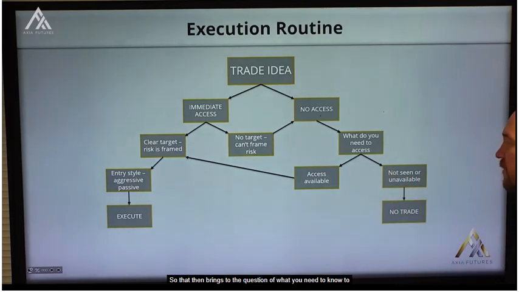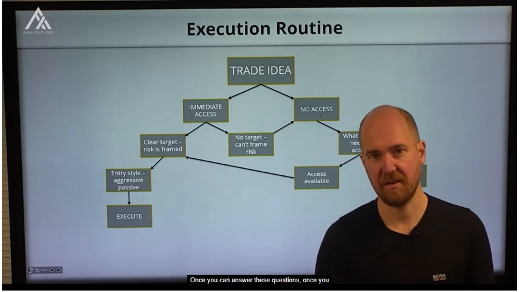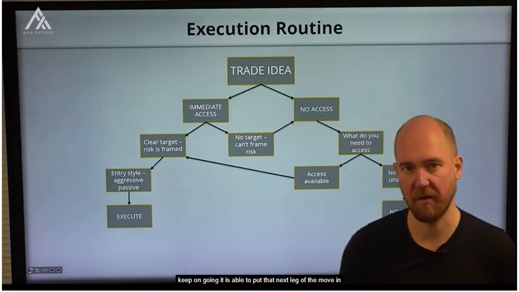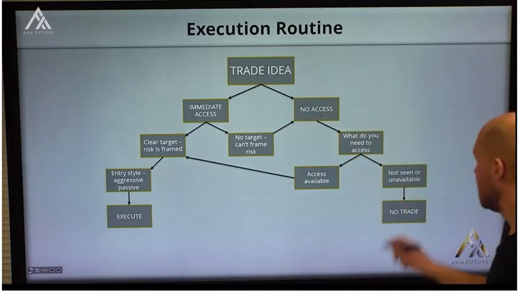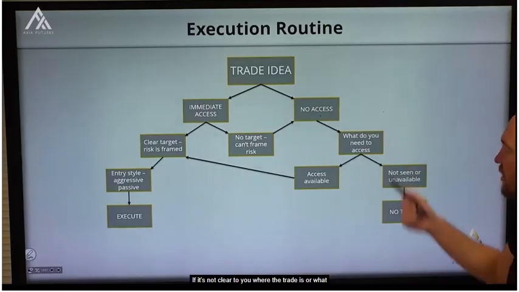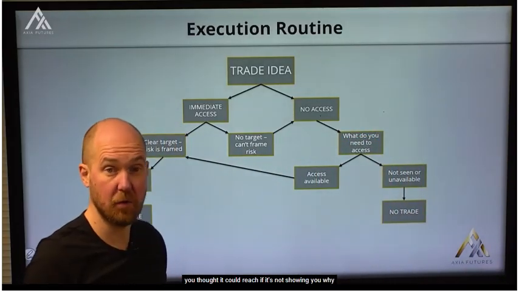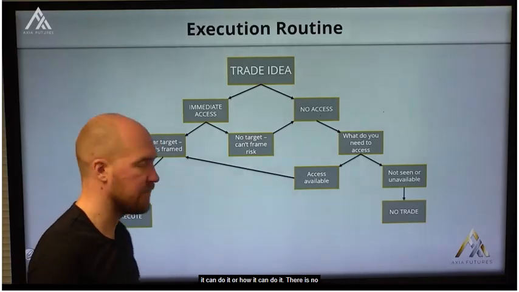If you're not sure where your stop is, you can't frame your risk. So that then brings us to the question of what you need to know to access the trade. Once you can answer these questions, once you can say that yes, the market is able to keep on going, able to put that next leg of the move in, then you can enter the trade. If you don't get any answers to that question, if it's not clear to you where the trade is or what you need to see, even if it goes to the target that you thought it could reach, if it's not showing you why it can do it or how it can do it, there is no trade.